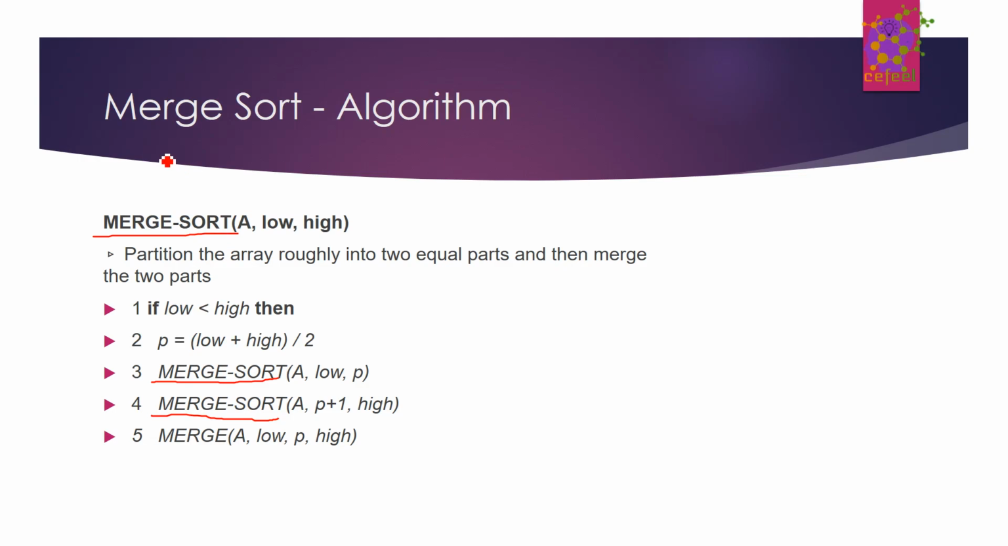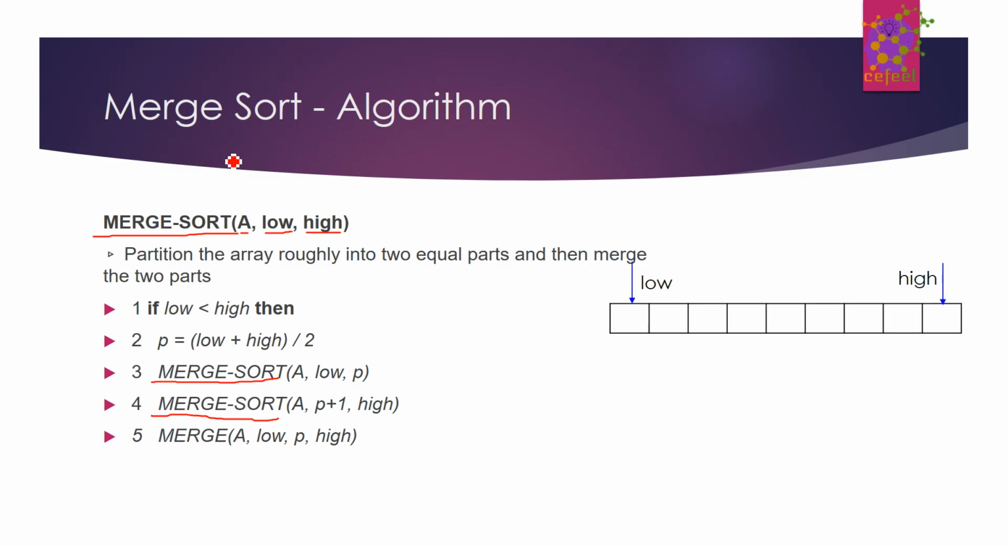So initially we have merge sort A, there is a low and high which points to the starting and the end point of the array. So something like this, low and high point to the starting and end point. And then what we do is we partition the array roughly into two equal parts and then merge the two parts. Hence the first step is to check if the array has at least two elements, because then only we need to actually partition it.